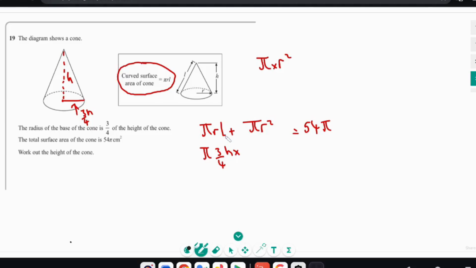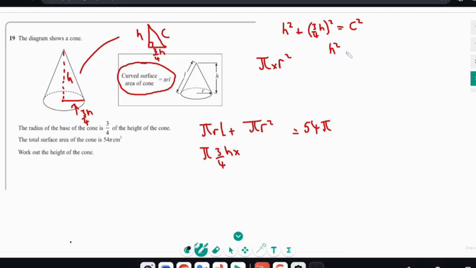We need to find L by using Pythagoras because we have a right angle triangle. H, 3/4 h. A squared plus b squared equals c squared. This is my c. A and b, doesn't matter which way round, are the other sides. So h squared plus (3/4 h) squared is equal to c squared.